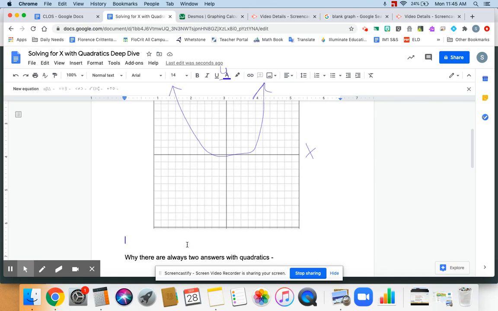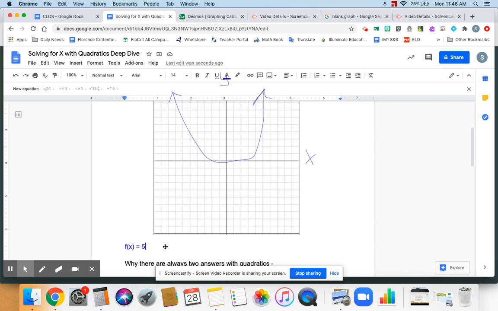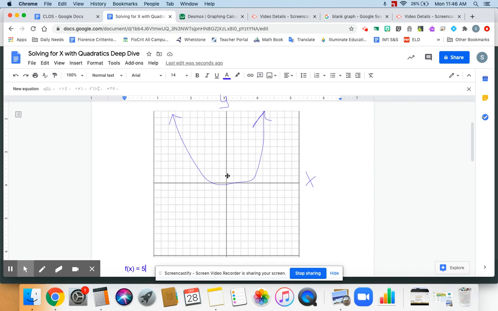I don't know the equation right now, but let's say someone told me, let's just call the equation f of x. We don't know what it is. But let's say it's going to equal 5. That means the y is going to be 5. So if I go up to where y is 5, 1, 2, 3, 4, 5, y being 5 is right here. And that's true all across the board.